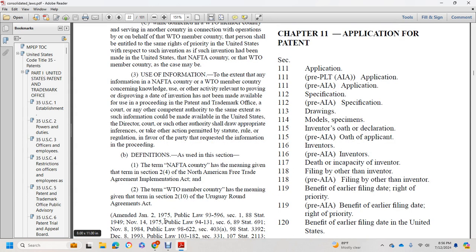B. Definitions. As used in this section, the term NAFTA country has the meaning given that term in section 2.4 of the North American Free Trade Agreement Implementation Act, and the term WTO member country has the meaning given that term in section 2 of the Uruguay Round Agreements Act.